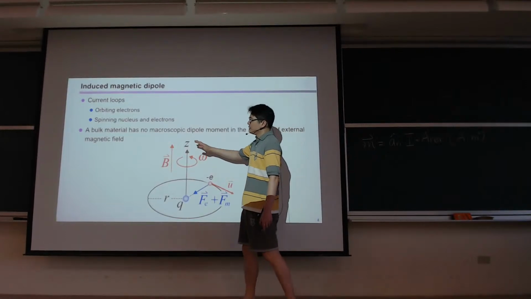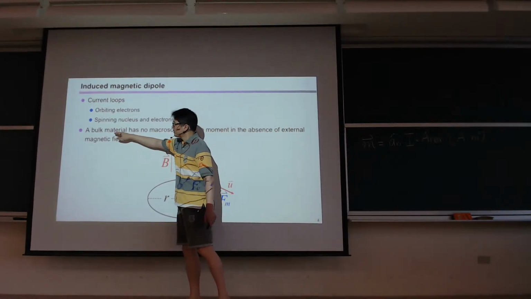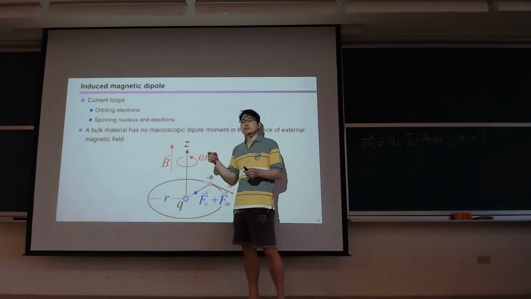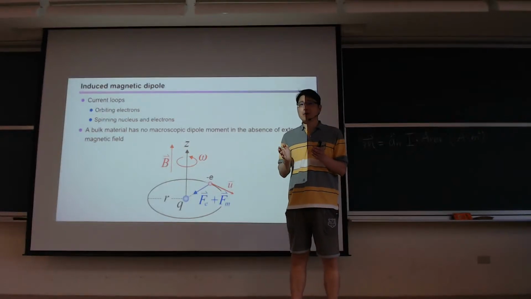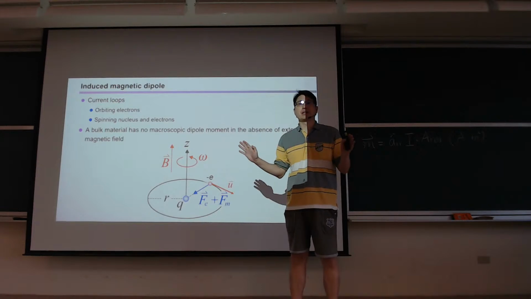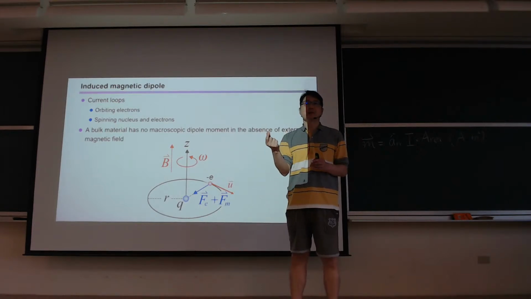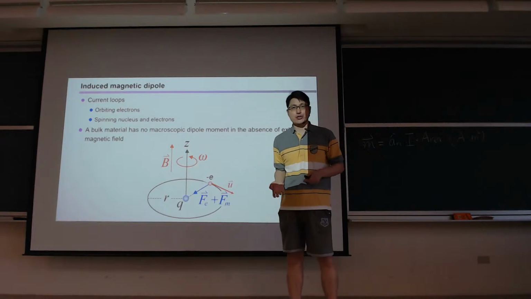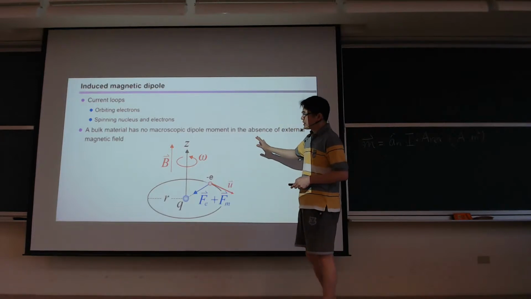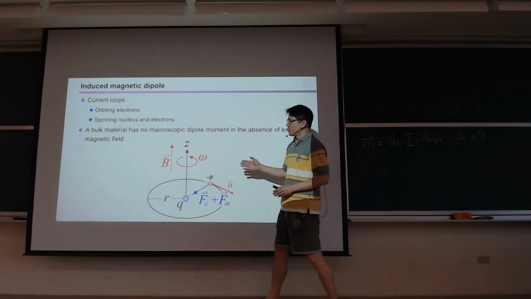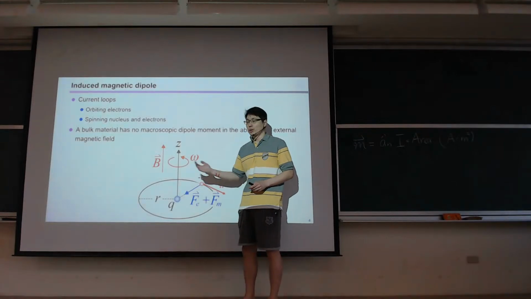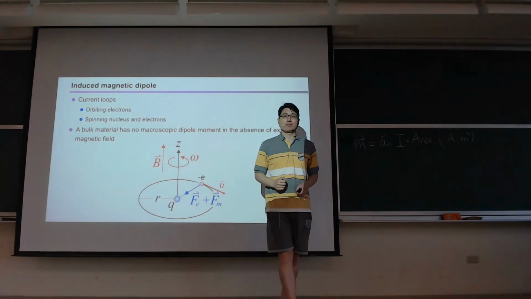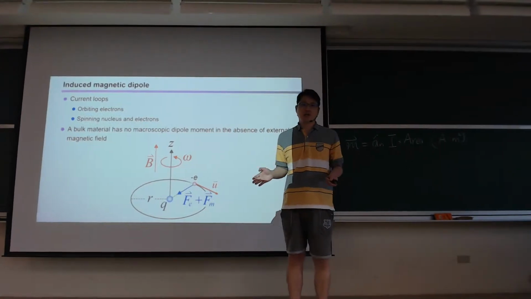Now, basically, usually a bulk material has no non-zero magnetic dipole moment without an externally applied field. Okay, for typical materials. Of course, we have permanent magnets, but that's another story, right? So basically, for typical materials, you might be able to induce magnetic dipoles when you apply an external field, just like the dielectrics, okay?